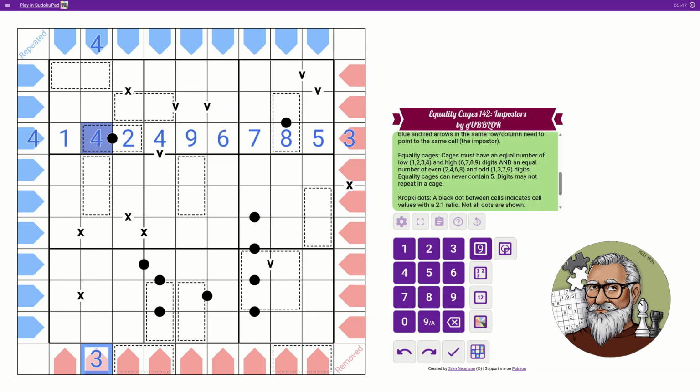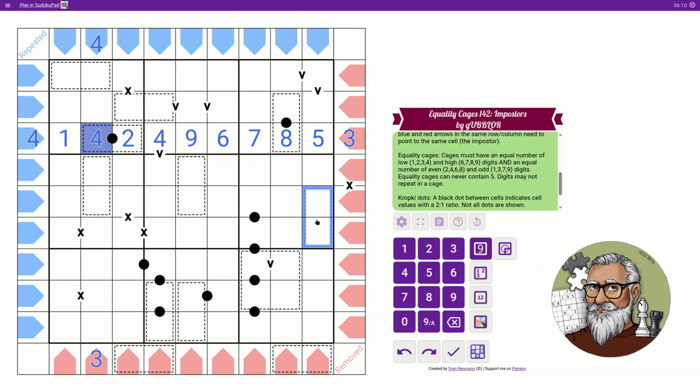Cages must have an equal number of low (1, 2, 3, 4) and high (6, 7, 8, 9) digits, and an equal number of even and odd digits. So the even are 2, 4, 6, 8, and odd in this case are 1, 3, 7, 9. Equality cages can never contain 5. Digits may not repeat in a cage. Well, all of those are cages, right?